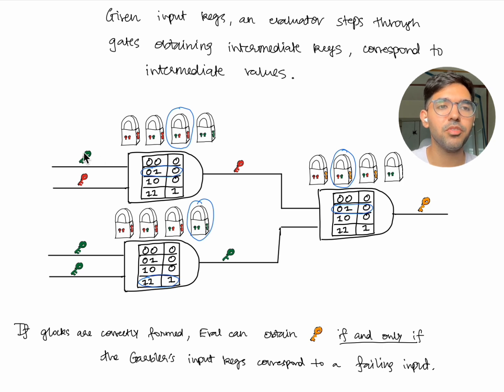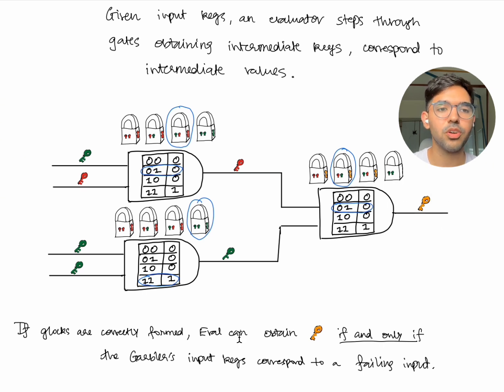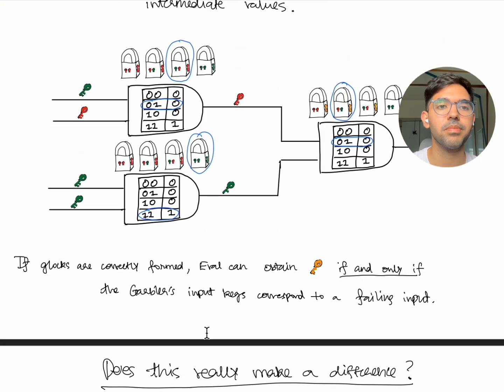For example, assume that the evaluator has received a green, red, green, green key as inputs. He can use the green and the red keys for the first two input bits and use that to obtain the red key for the next wire. Similarly, he can obtain a green key from the second chunk. Using this, he can use the red key and the green key to finally obtain the golden key for the output. Notice that if the Glocks are correctly formed, an evaluator can obtain the golden key if and only if the garbler's input keys correspond to a failing input.